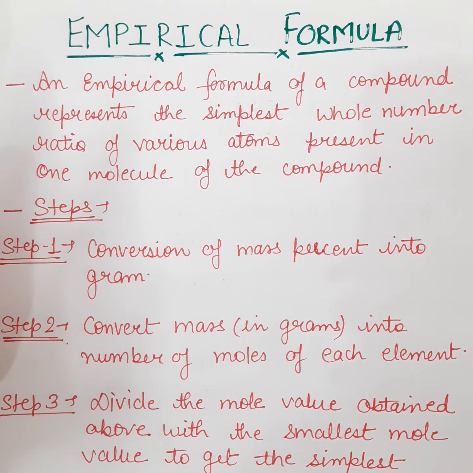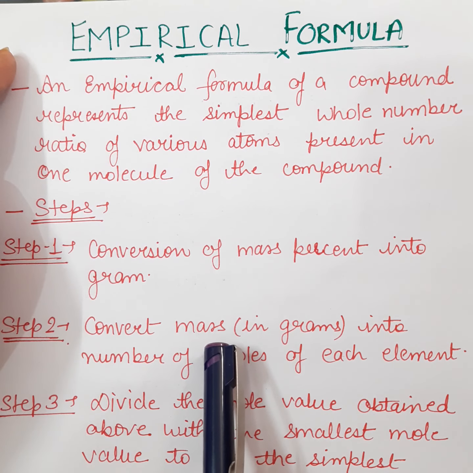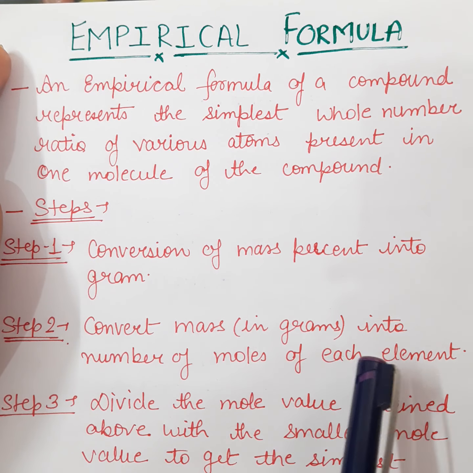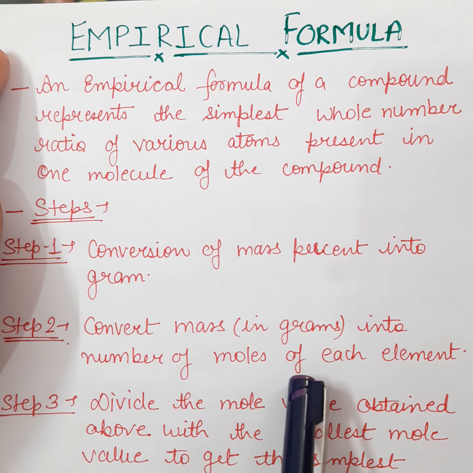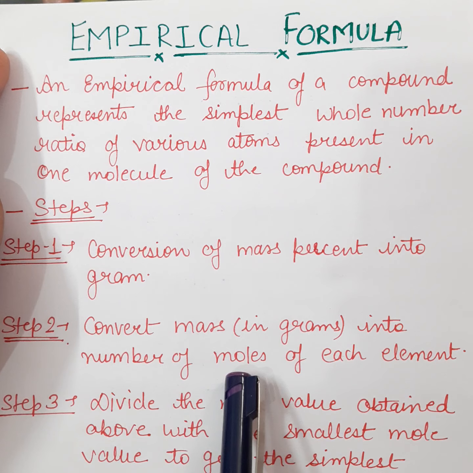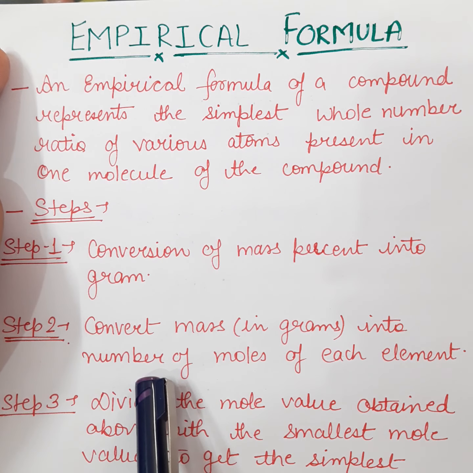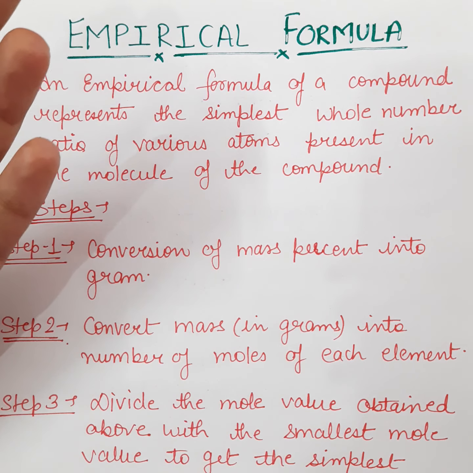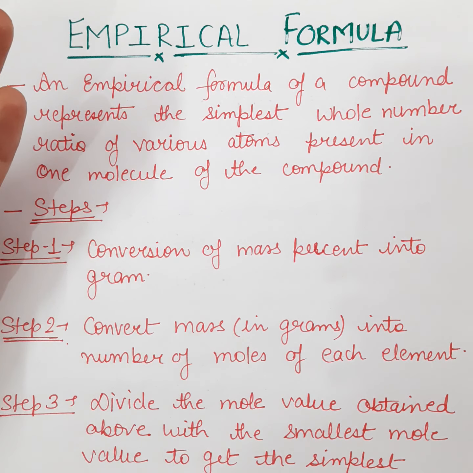Now step number 2: convert the mass, which you have converted into grams, into the number of moles of each element. Now what do you have to convert it into? You have to find their number of moles. And we all know how the number of moles is calculated: the given mass divided by its atomic mass.